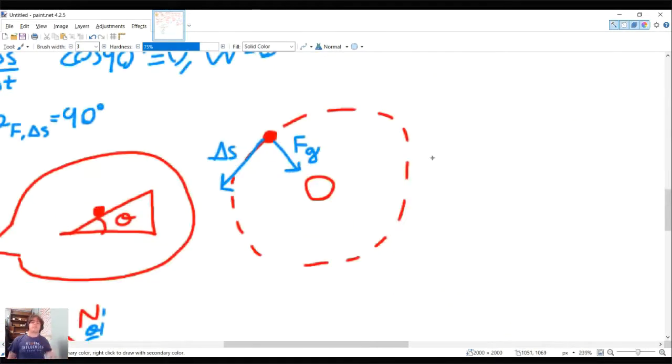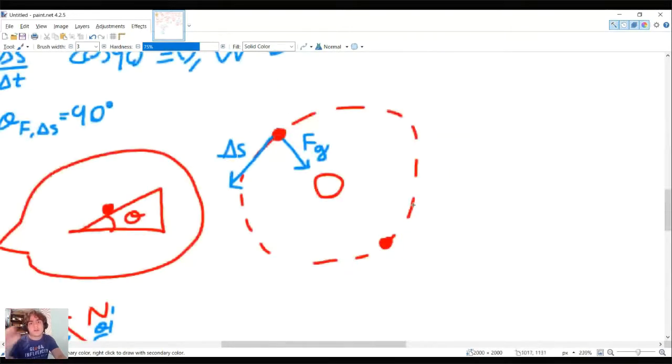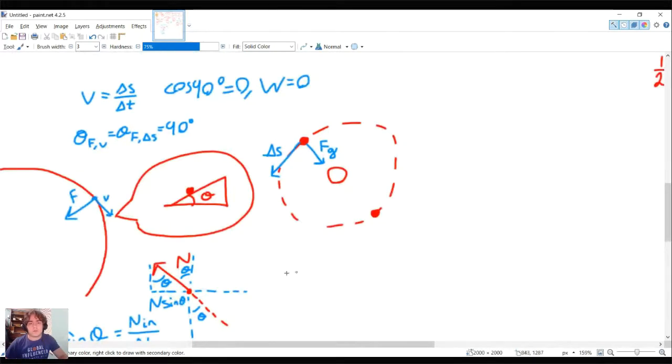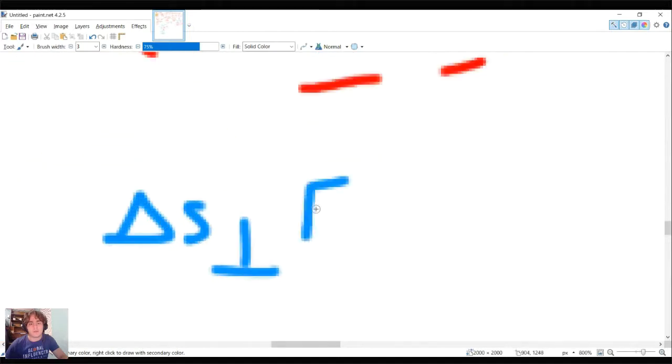And one question they like to ask is how much work is performed on that planet after it travels half a revolution, which would just mean the planet goes from, let's say, here to here, the region across from the planet. Because a period is a full rotation, a half revolution is half a period, and vice versa. It's the same case here. The angle we have, delta s, is perpendicular to the force of gravity.